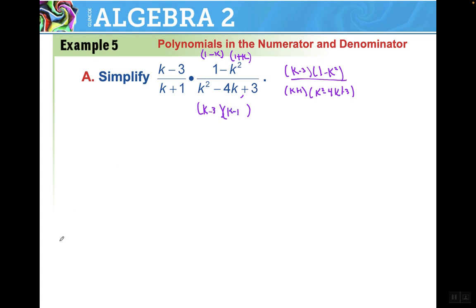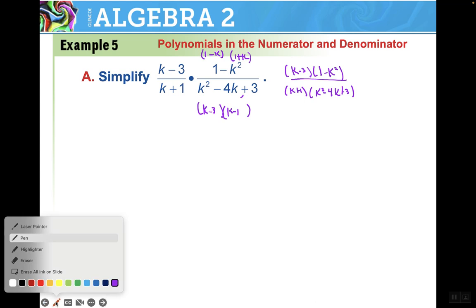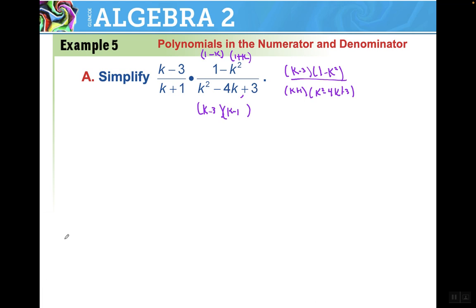All right, so what I have is a bunch of factors. I have a k minus 3 here and a k minus 3 here, so I can cross-cancel those. I have a k plus 1 here and a 1 plus k there, which by the commutative property is the same thing. And then I have a 1 minus k and a k minus 1. Remember, if I factor that out, this is just a negative 1. So all of this boils down to a negative 1.